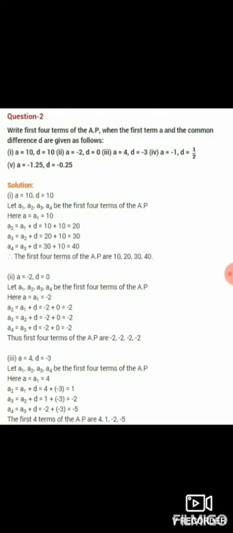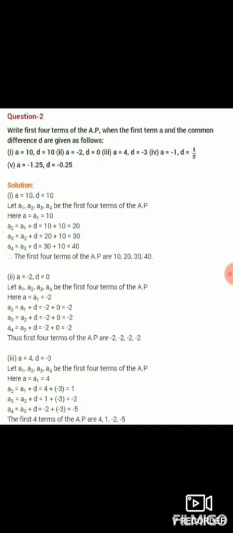Now in this third part, the first term is 4 and the common difference is minus 3. Now you have to find the second term. The second term is equal to the first term plus difference. The first term is 4 plus minus 3, that is 1. Then the third term is equal to the second term plus difference. The second term is 1 minus 3, minus 2. And the fourth term is the third term plus difference, so minus 2 minus 3, minus 5. The first 4 terms are 4, 1, minus 2 and minus 5.